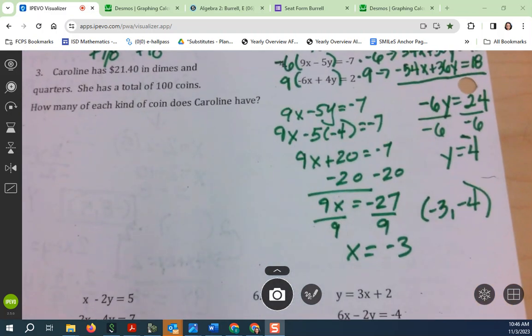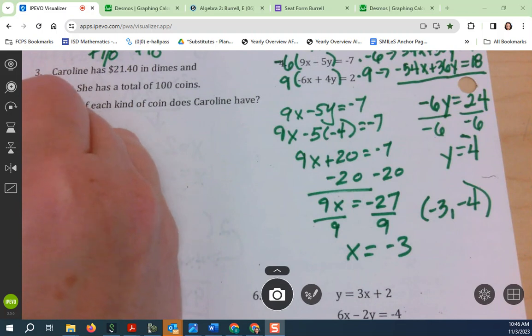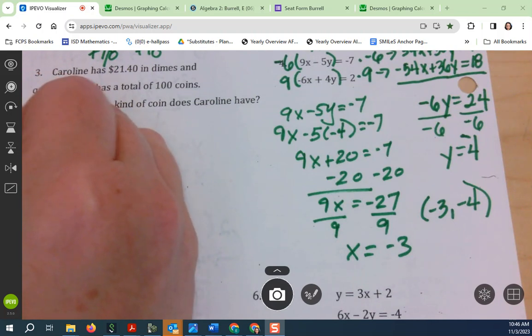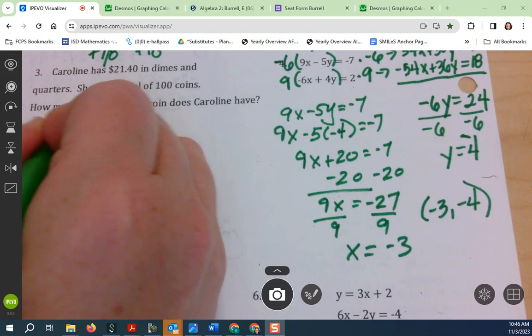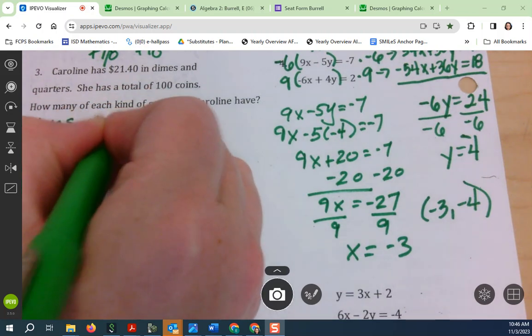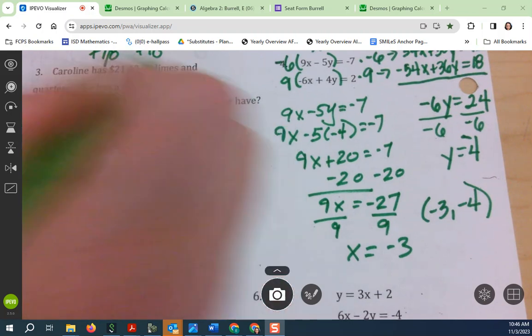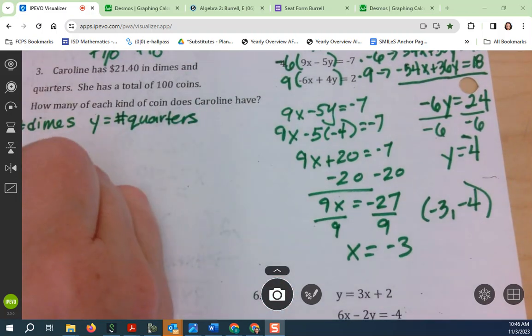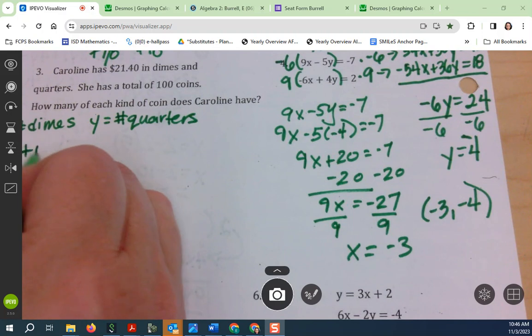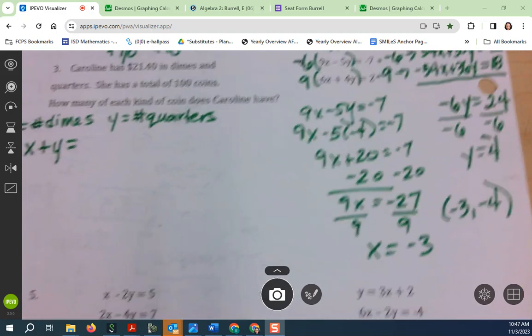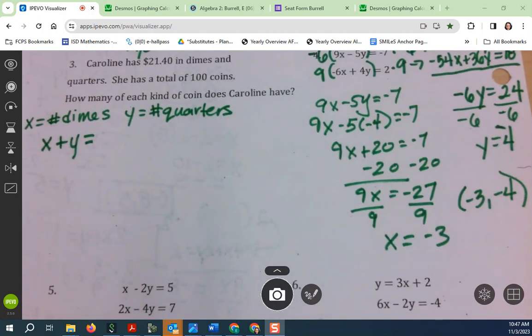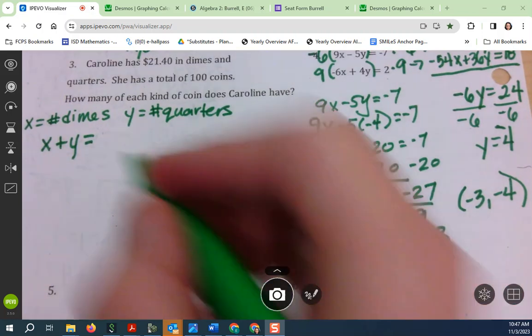All right, so Caroline has $21.40 in dimes and quarters. So we can say that x is equal to the number of dimes, and y is equal to the number of quarters. We have to define the variables so that we use them properly. If I added x plus y, the number of dimes plus the number of quarters, that would give me how many coins altogether? Looking at the information, 100 coins altogether.